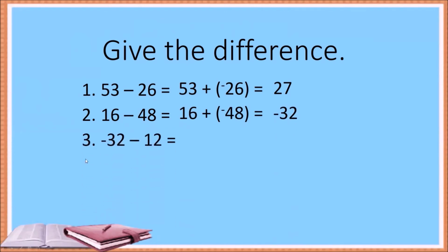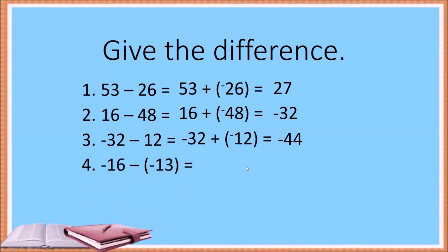Number 3, negative 12 minus 12. Ang ibig sabihin niyan, negative 12. Kinopya natin. Yung minus naging plus sign at itong positive 12 ay naging negative 12. Now, observe, parehas silang negative. Ia-add natin ang 32 at ang 12 at kokopyahin ang negative sign. So, therefore, negative 32 minus 12 is equal to negative 44.